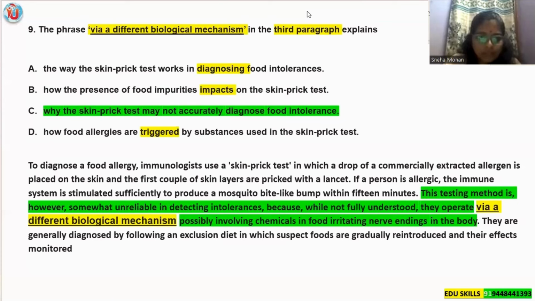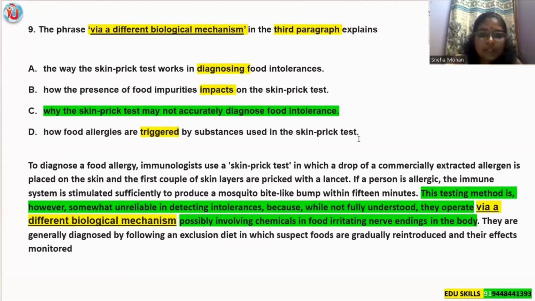So whatever food they take, the chemicals present in the food will be irritating the nerve endings in the body and result in an allergic reaction. Okay, that is what they're trying to tell through this phrase, that is, via a different biological mechanism. So the reason is clearly mentioned: the phrase "via a different biological mechanism" in the third paragraph explains why the skin prick test may not accurately diagnose the food intolerance.